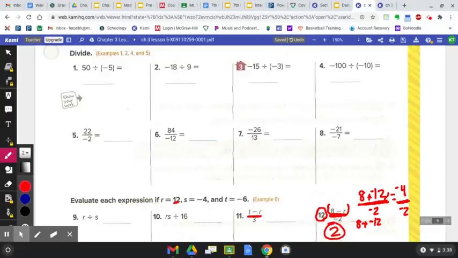All right, so your assignment for today is to practice doing these problems 1 through 11. After you're finished working on those, you can click into the link that gives the answer key and check your work. You can shoot me an email or join the Google Meet for myself or Miss Phillips if you have any questions. Have a great day.